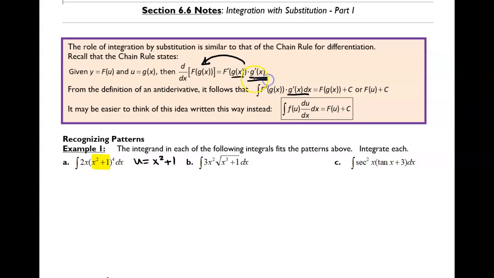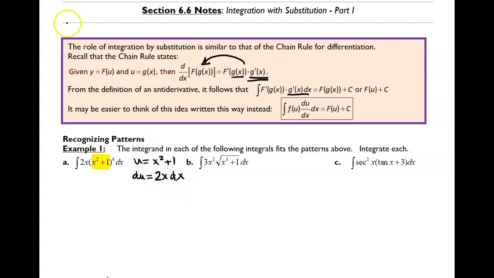And I need to make sure that the derivative of that inside function is present. So I'm going to write this as du. The derivative of u, the derivative of x squared plus 1, is 2x dx. Now, I prefer to write it this way. You could write it as du over dx equals 2x, but I just moved the dx to the other side.